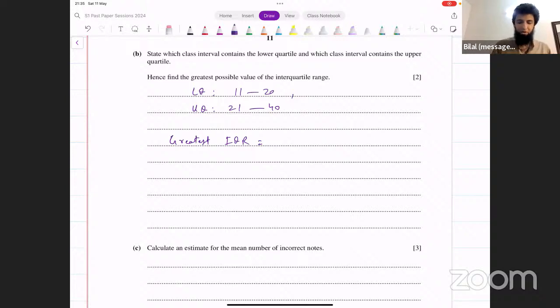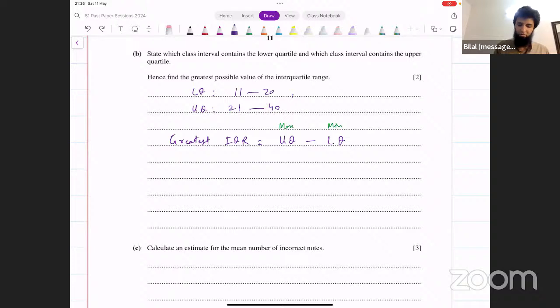Interquartile range is the upper quartile minus the lower quartile. Now, for finding the greatest possible interquartile range, you have to use the maximum value for the upper quartile and the least value for the lower quartile. That is when this difference is going to be maximum. Now, what's the maximum possible value of the upper quartile in this data?